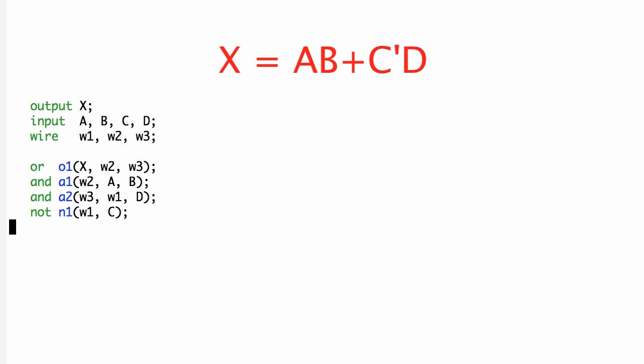The good thing about this implementation is that it's very clear that we're describing hardware and exactly what the gates are. The bad thing is that it's very much more verbose than the Boolean expression.